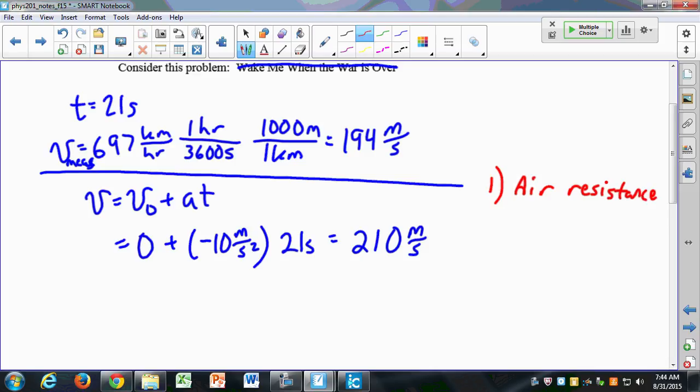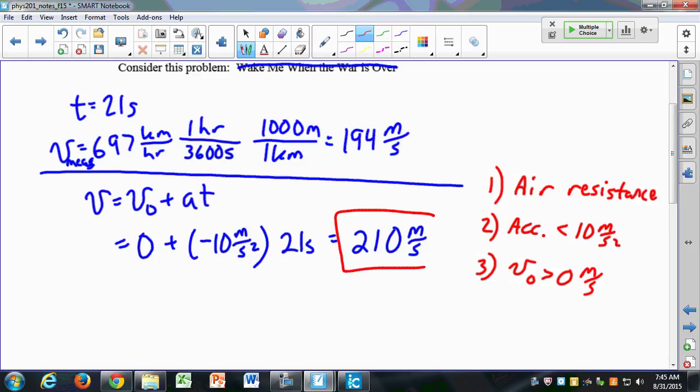We won't deal with air resistance in this chapter. We'll see it a little bit in chapter 4. The second thing is the acceleration due to gravity is actually going to be less than 10 meters per second squared. We'll talk about that again after chapter 4. The acceleration due to gravity decreases as you go away from the Earth, and so that's probably a factor as well. And then the third thing is that because the balloon is actually going up, the initial velocity is probably greater than 0 meters per second. And all of those would cause your calculated value to be bigger than your actual measured value.